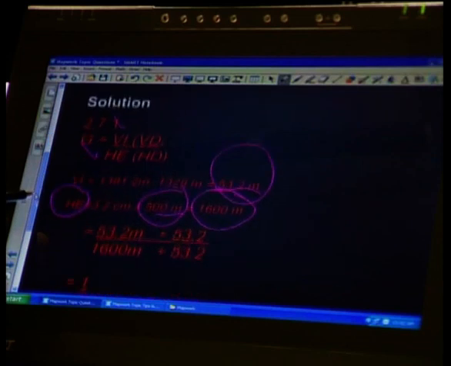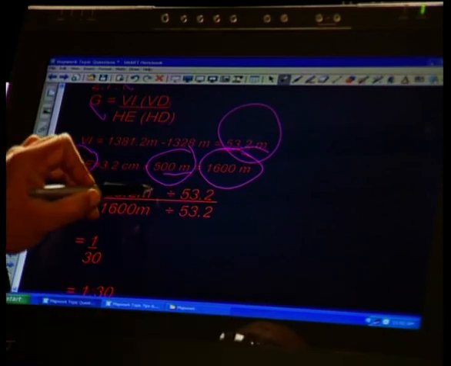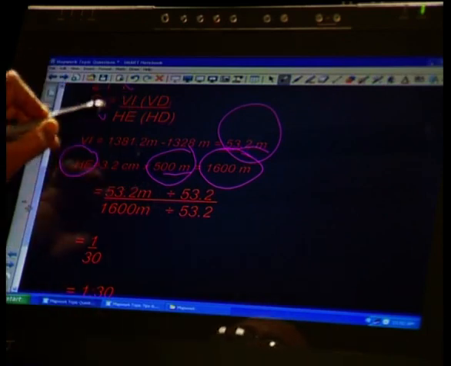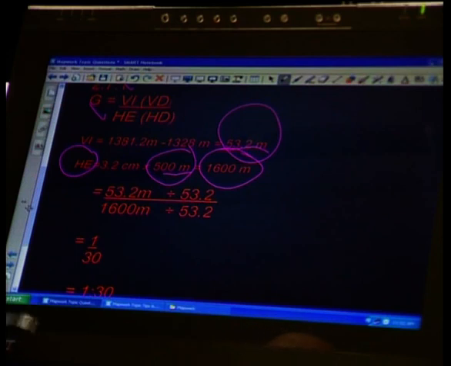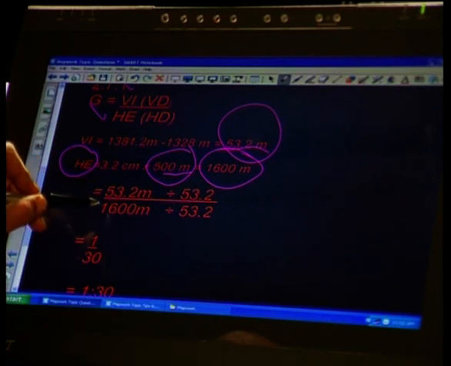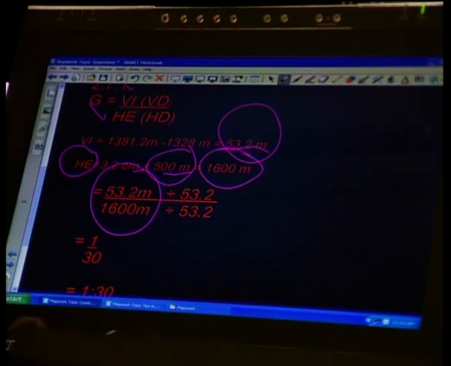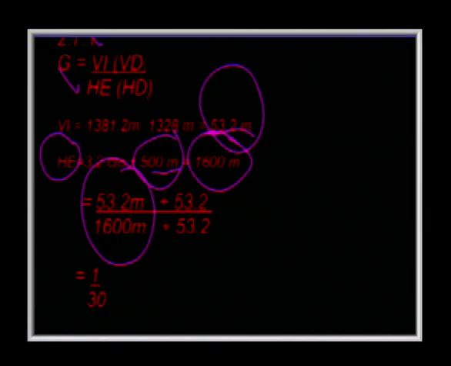I'm now ready for working out my gradient. The first thing is that it says VI divided by HE. I've shortened the formula here, which you can also do in exams. There's my two things: there's my VI, there's my HE. But I want to express it as a ratio, so I need to bring one figure down to one. Obviously, I'll bring my smaller figure down to one, which is 53.2.